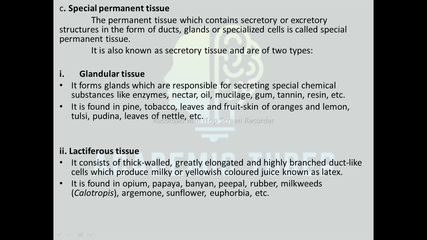Next, special permanent tissue is lactiferous tissue. It consists of thick-walled, greatly elongated and highly branched duct-like cells which contain milky or colored juice known as latex. It is found in opium, papaya, banyan, peepal, rubber, milkweed, argemone, sunflower, euphorbia, etc.